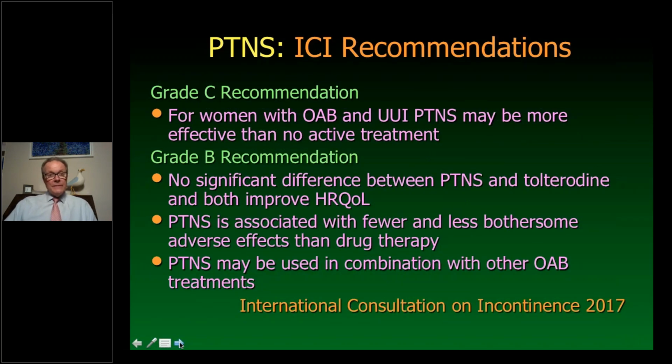Where are we now in terms of the ICI recommendations? A grade C recommendation for PTNS for women with overactive bladder and urgency urinary incontinence may be more effective than no active treatment. And a grade B recommendation that there's no significant difference between posterior tibial nerve stimulation and tolterodine. Both have been shown to improve quality of life. Posterior tibial nerve stimulation is associated with fewer and less bothersome adverse effects when compared to drug therapy, and it may be used in combination with other overactive bladder treatments.